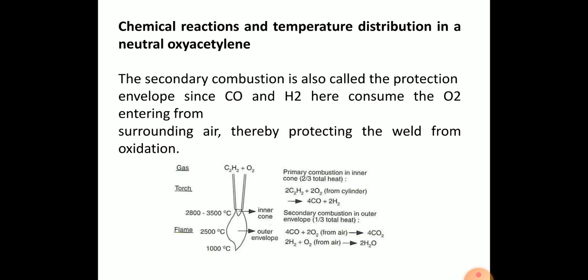Next is the chemical reaction and temperature distribution in a neutral oxyacetylene flame. See in the figure, there are the torch and gas. The primary combustion in the inner cone is two-thirds of the total heat. Then the secondary combustion is in the outer envelope. See the chemical formula for the inner cone and outer cone. The secondary combustion is also called the protection envelope, since CO and H2 here consume the O2 entering from the surrounding air, thereby protecting the weld from oxidation.